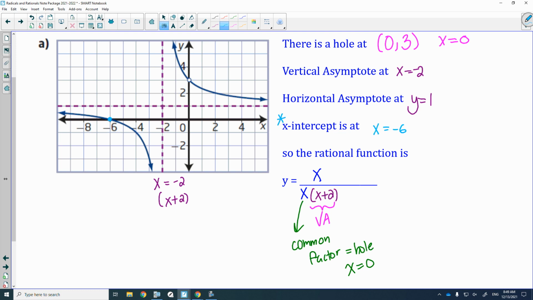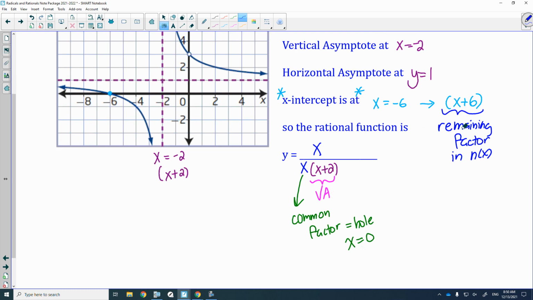And this will be new. But what happens is if you have an x-intercept, you say to yourself, what's the factor that would give you that x-intercept? It would be x plus 6. And this is actually going to be the remaining factor in your numerator. So whatever your x-intercept is, figure out what the factor is, and that's going to be the remaining factor in your numerator. So that in my numerator would be x plus 6. And this is your equation.